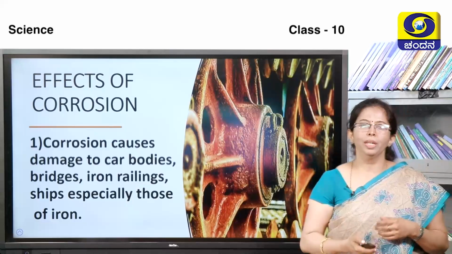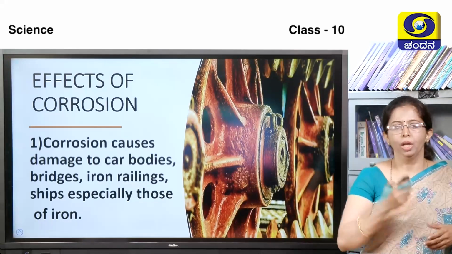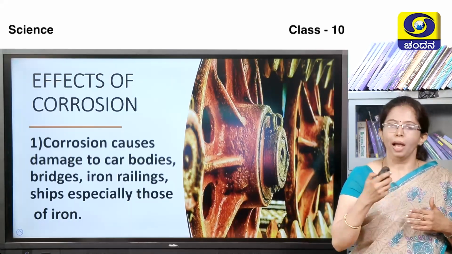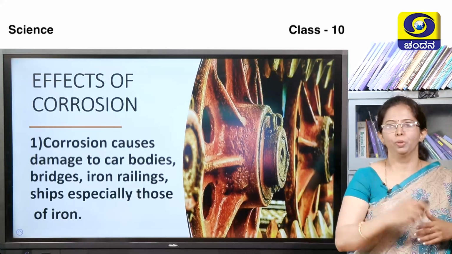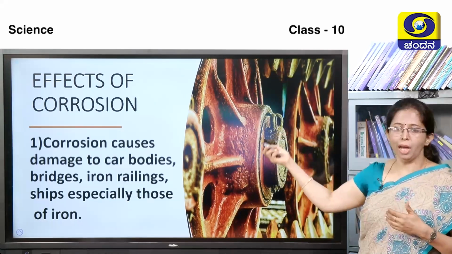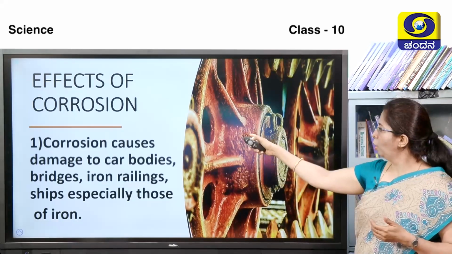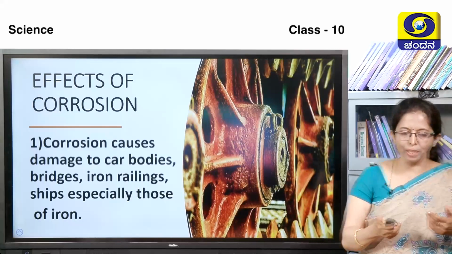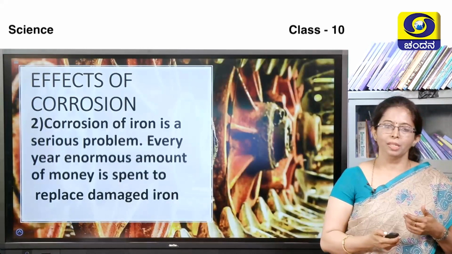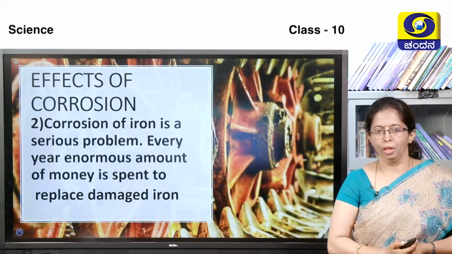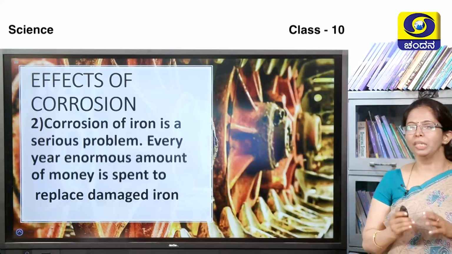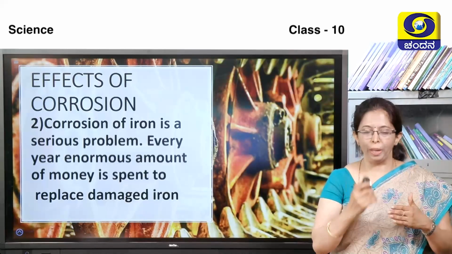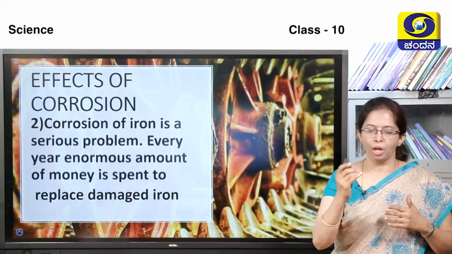So, moving on to the next one, what are the effects of corrosion? Corrosion causes damage to car bodies, bridges, iron railings, ships, especially those of iron. Here you can see large wheels wherein you can see a brown flaky layer formed on it. So, it is wasted. Moving on to the next slide, what are the effects of corrosion? Corrosion of iron is a very serious problem. Every year an enormous amount of money is spent to replace the damaged iron.